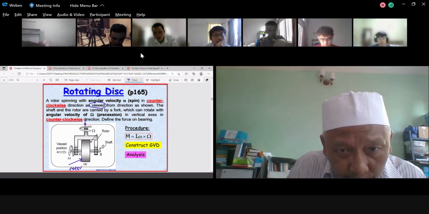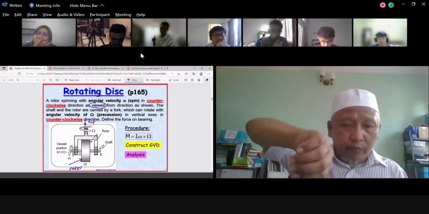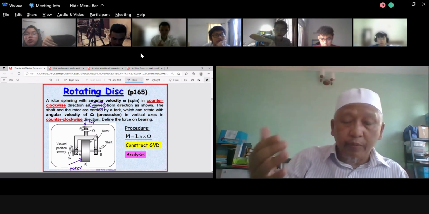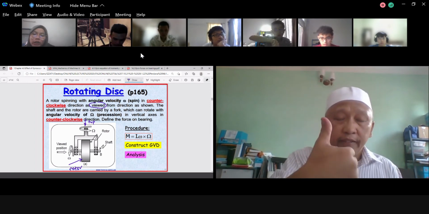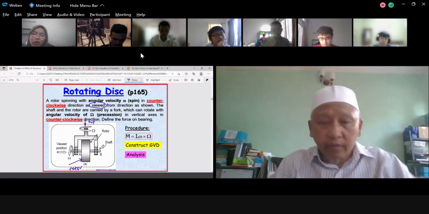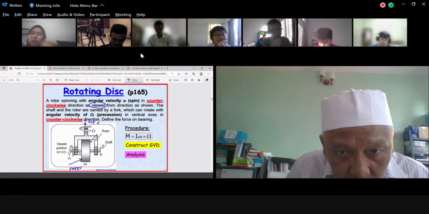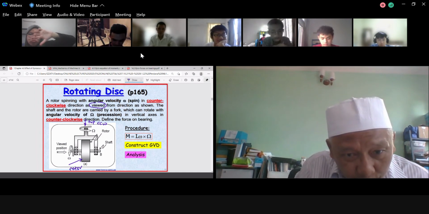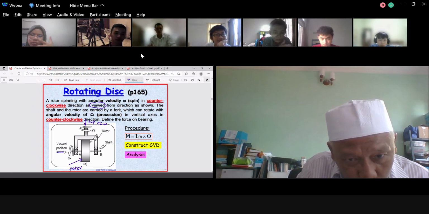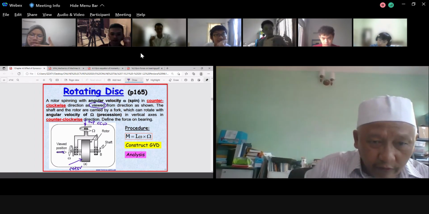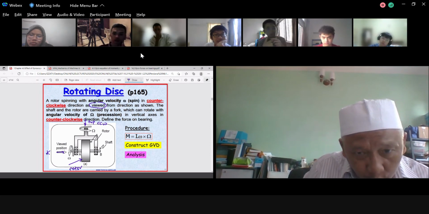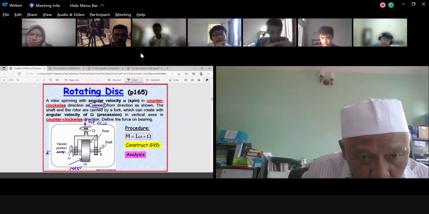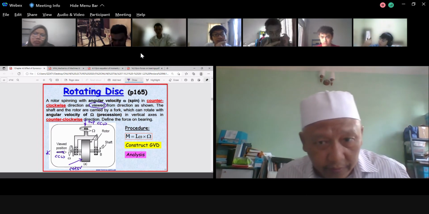If you view from the top, for example, the rotor will be rotating clockwise or counterclockwise? It will be rotating counterclockwise. Am I correct or not? Yes, Doctor, counterclockwise. Now this one is viewed from here, so it will be rotating that way, isn't it? If you are here, for example, the rotor will be rotating clockwise or counterclockwise? Also counterclockwise. Am I correct or not? Yes, Doctor.